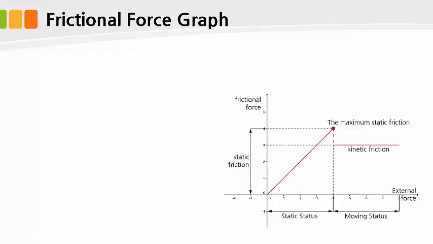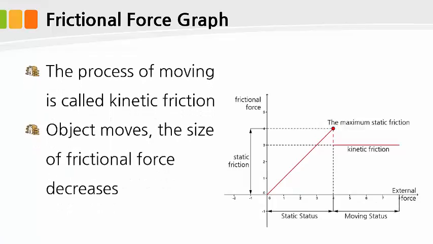The frictional force occurring from the beginning moment of moving an object through the process of moving is called kinetic friction. Once the object moves, the size of the frictional force decreases.